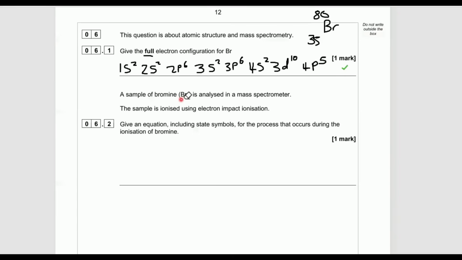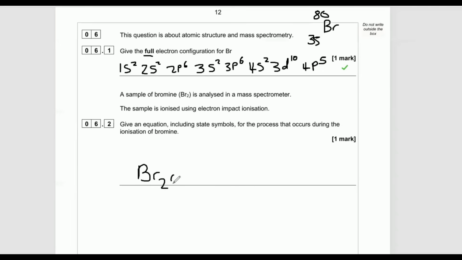A sample of bromine Br2 is analyzed in a mass spectrometer. The sample is ionized using electron impact ionization. Give an equation including state symbols for the process that occurs during the ionization of bromine. So we want to do the ionization, so we're going to ionize bromine here.